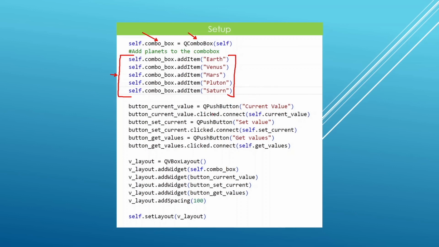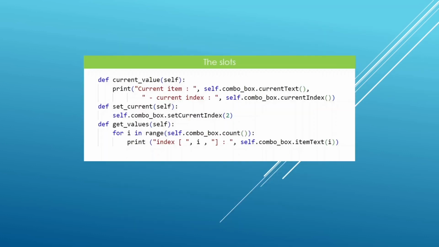We will use a bunch of buttons to play with our combo box. For example, we can get to the current value. We can set a new value to the combo box. We will see how to do that. And this is really going to set the current value. And we will get the values in our combo box. We can do things like this. And down below, we have a bunch of buttons that are going to help us use this. And let's take a look at the slots that we will be using.